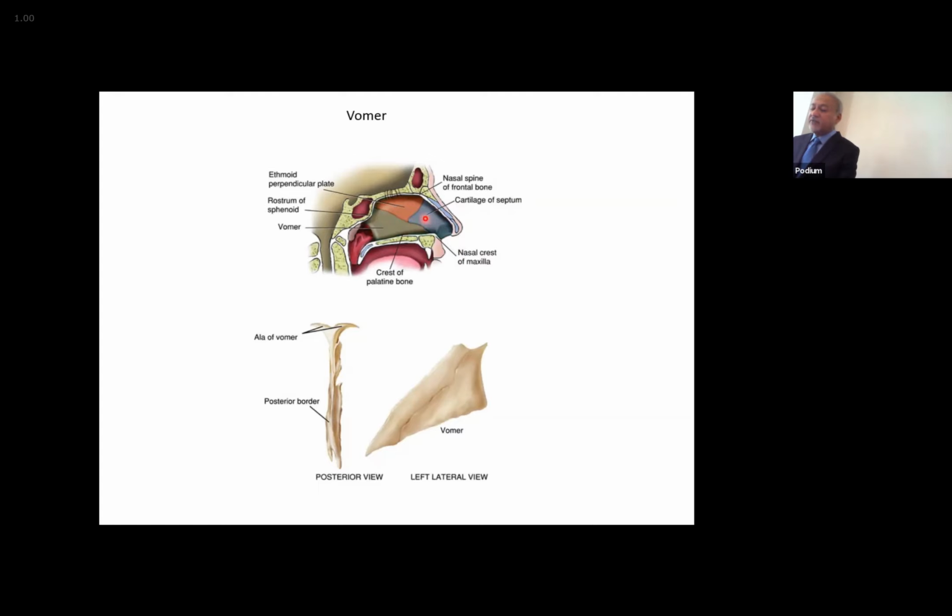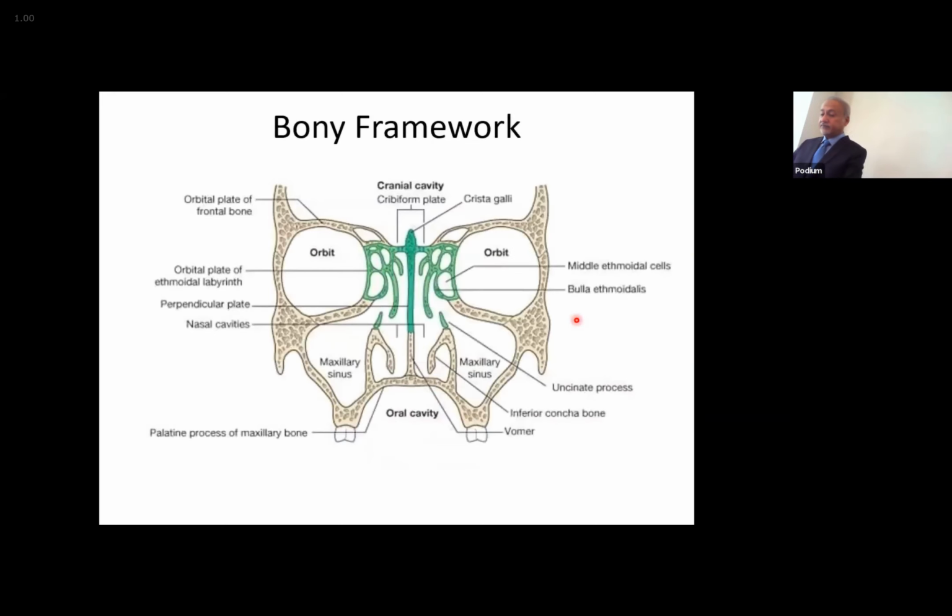If at the time of development they do not align nicely in the midline, the nose will deviate to one or the other side. If one or the other component grows faster and more as compared to the others, the septum will deviate to one or the other side. This will also lead to deviated nasal septum.